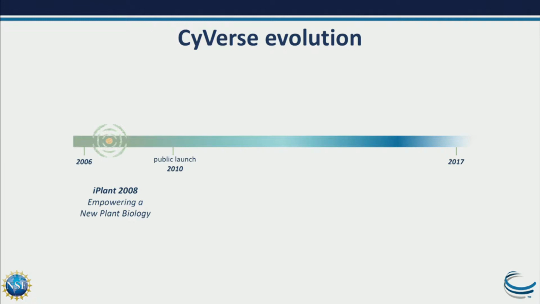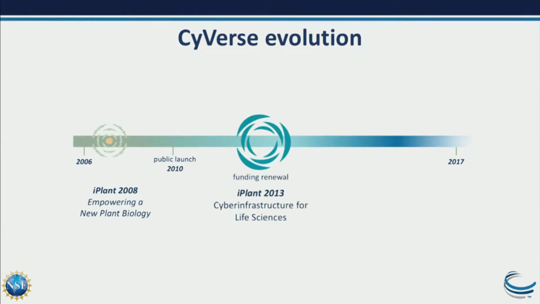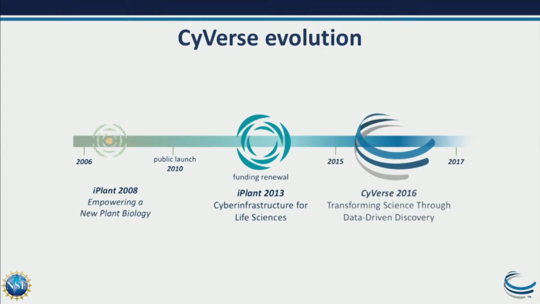The project had a public launch in 2010, and then by 2013, we were renewed with a broader mission of delivering cyber infrastructure for life sciences, and we've continued ever since then, including in 2016, a rebranding of sorts where we took up the name CyVerse, just enlarging the scope of our mission to really reach all of the life sciences who are really now depending upon data-driven discovery applications.